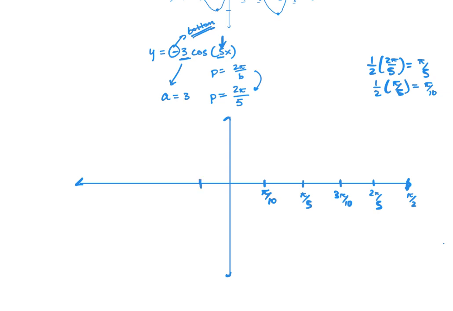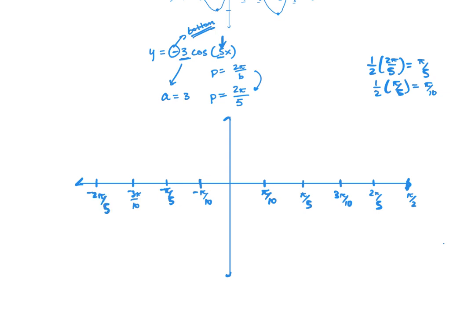Now you negate it. So you got negative pi over 10, negative pi over 5. It's easy to do the other side, negative 3 pi over 10, because you just copy it and make them negative. And then negative 2 pi over 5.